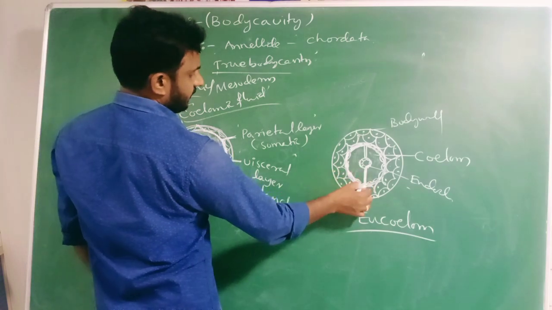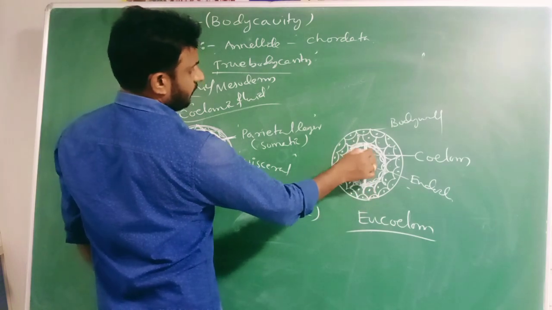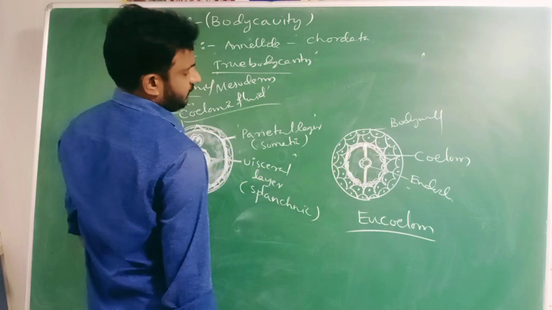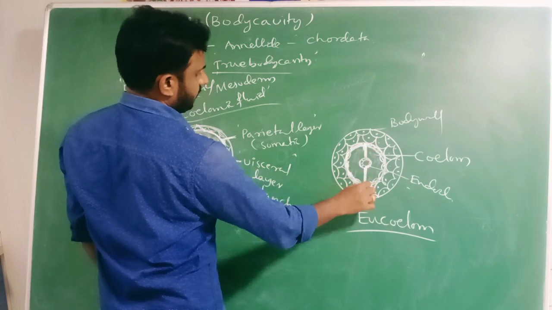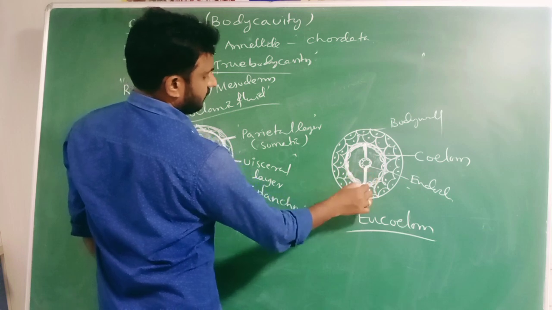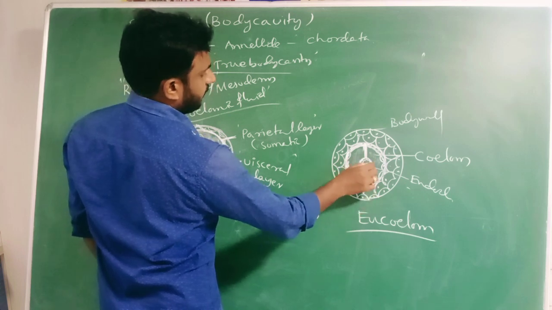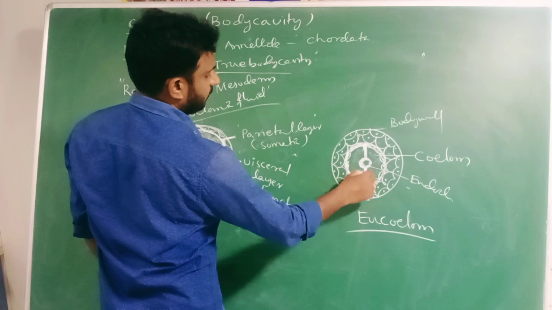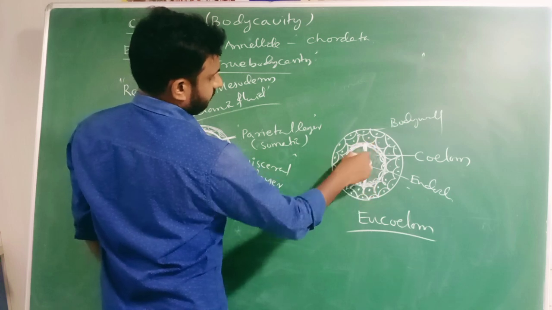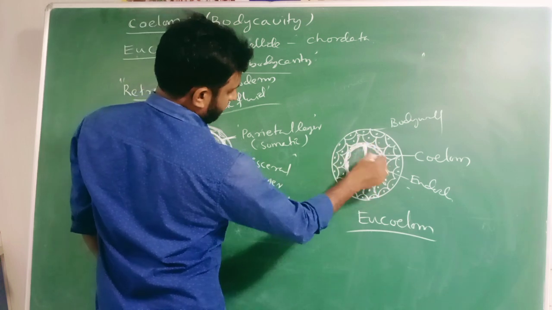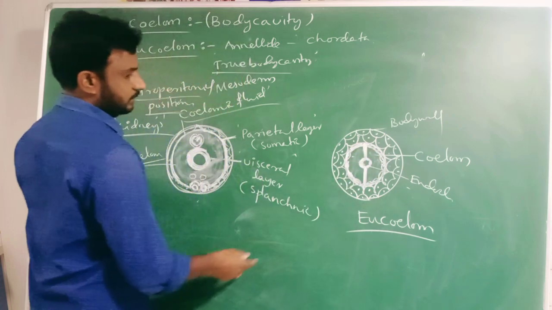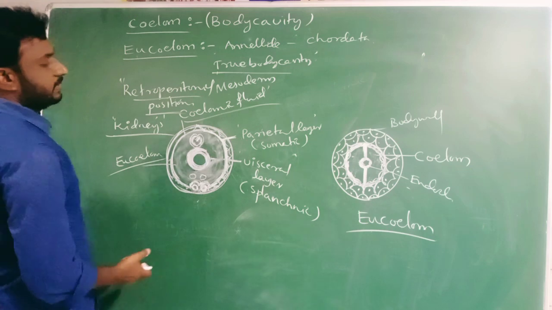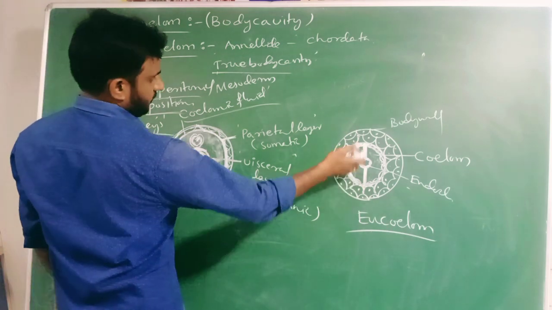Visceral organs are connected with the body wall with the help of septa called mesenteries. Mesentery is a tissue which connects the visceral organs with the body wall. For example, the alimentary canal is connected with the body wall with the help of this mesentery. The mesenteries also divide the body cavity into compartments. Here two compartments are there.